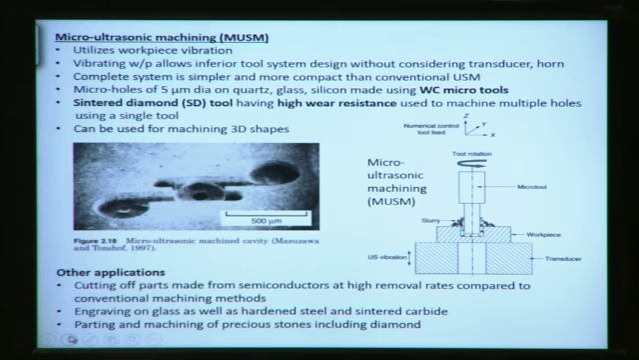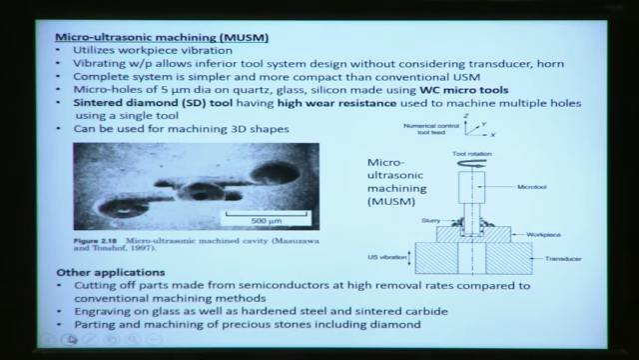Okay, so another application is micro ultrasonic machining. In this case your tool is very small. It utilizes workpiece vibration, a vibrating workpiece. So instead of giving vibration to the tool, here vibration is given to the workpiece itself. Vibrating the workpiece allows a simpler tool system design without considering the transducer and horn. Micro holes of 5 micron diameter on quartz glass and silicon are made using tungsten carbide micro tools. A sintered diamond tool having high wear resistance is used to machine multiple holes using a single tool. It can be used for machining 3D shapes also.